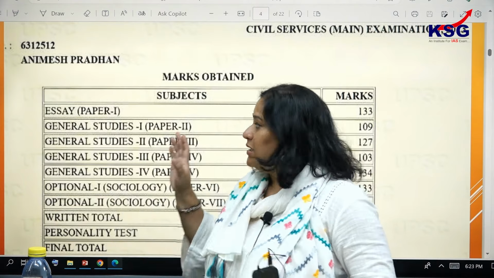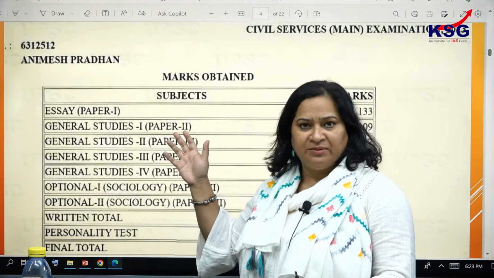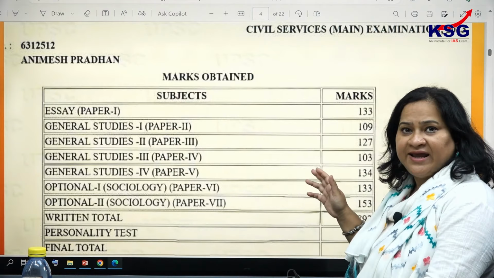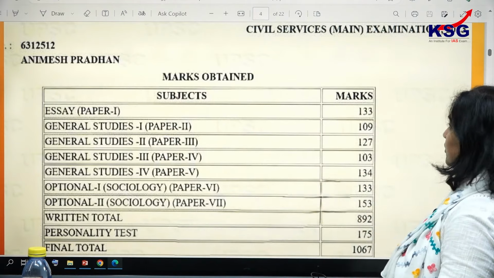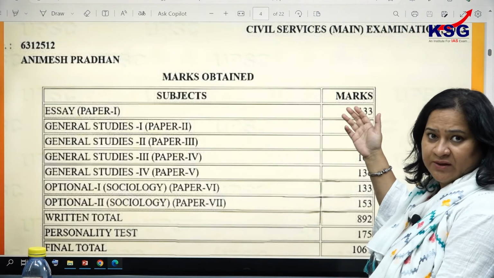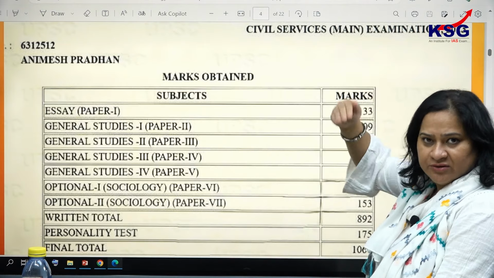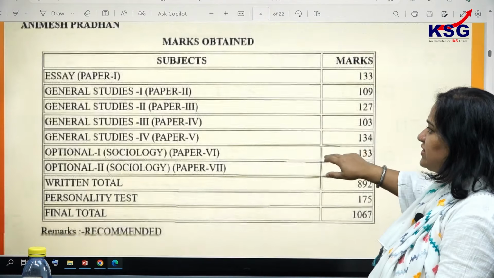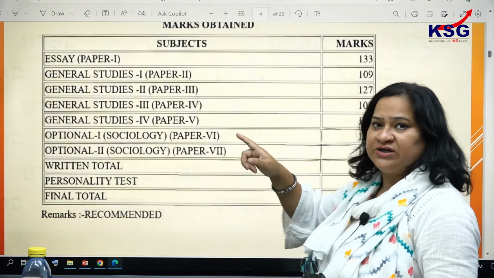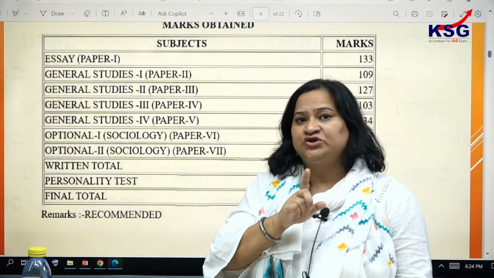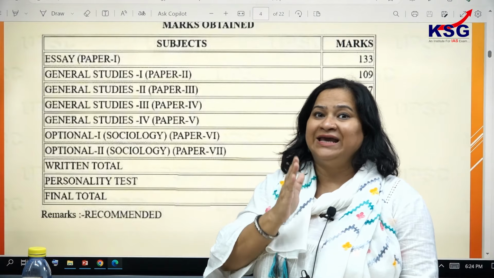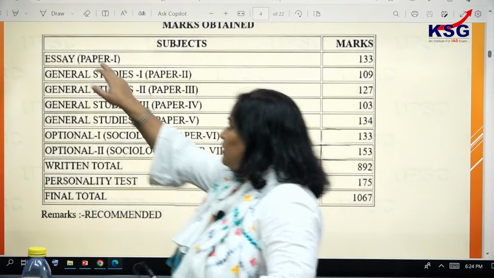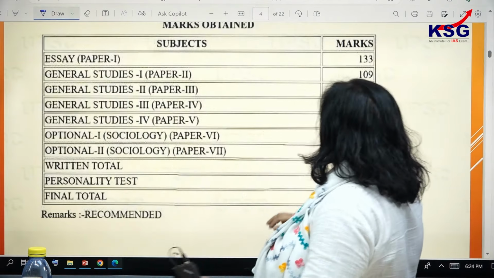Now in this one, I have just taken the mark sheet of Animesh Pradhan. He was All India second rank, as all of you know, in the previous year, that is 2023, results declared in 2024. This is Animesh's mark sheet, and through it I'll share what your strength areas are, from where you get an AIR, All India rank.